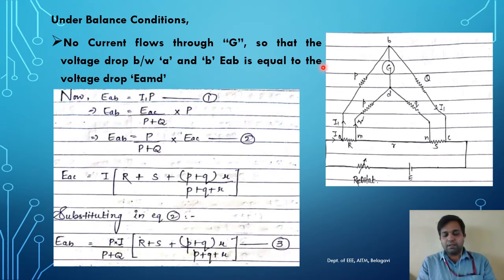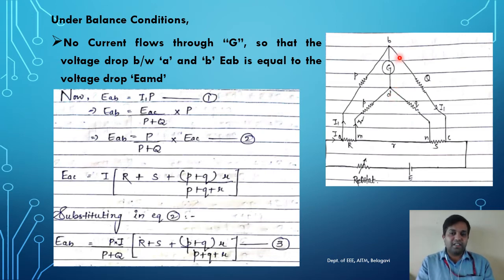Let us consider the bridge is said to be in balance condition. So during balance condition, no current will flow through the galvanometer. So if no current flows through this particular galvanometer, then the voltage between the point A and B will be equal to the voltage between the point A, M, D. So that is nothing but represented by these voltages. EAB will be equal to EAMD. Okay, so this is during the balance condition.